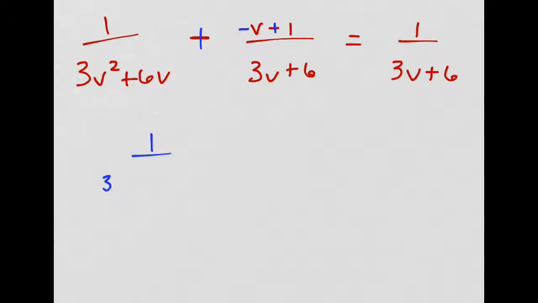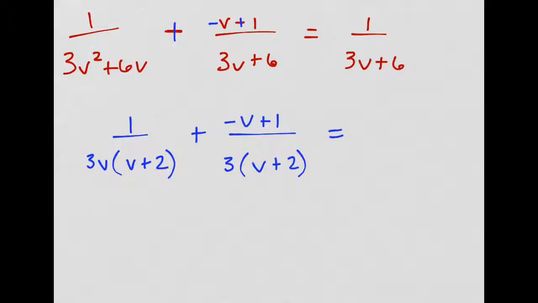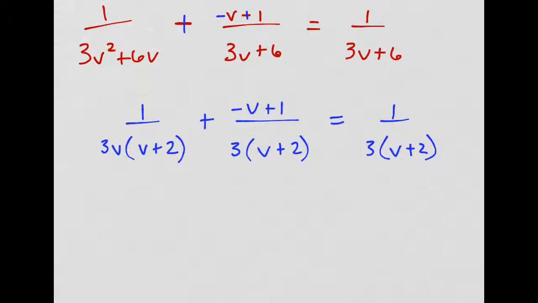So I can factor out a 3v, and then I get v plus 2, and then plus negative v plus 1 over 3 times v plus 2. And now you can just see everything. V plus 2. So really the only thing that's missing is a v here, so I'd multiply this one by v. And a v here, so I'd multiply that one by v.